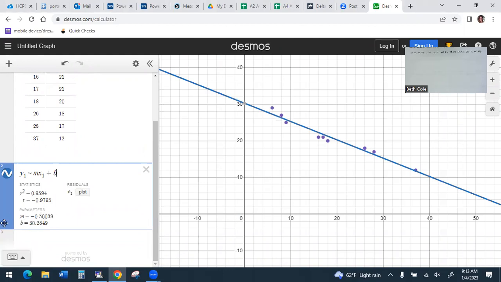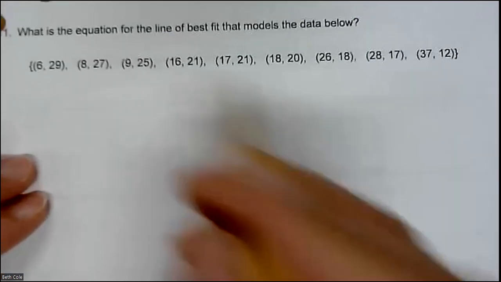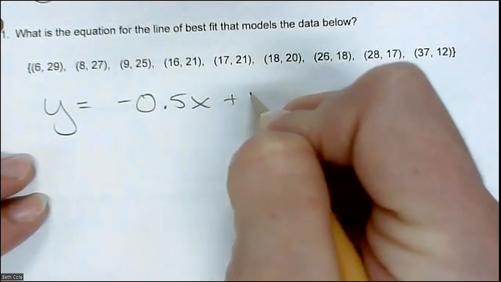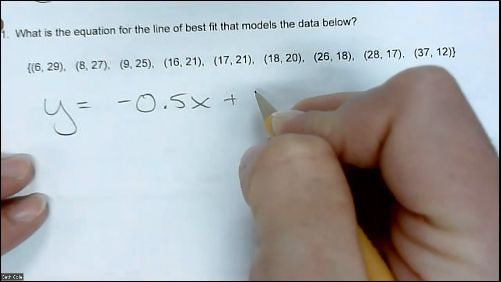You're together? Okay. I'm going to tell you to round to 1 decimal place. If you round differently, whatever, as long as you get the correct answer, I'm happy. I got -0.5, and 30.28, which would round to 30.3. Okay, good. So let's go ahead and write that on our paper. That's the answer. So it'll be y equals negative 0.5x plus 30.3.